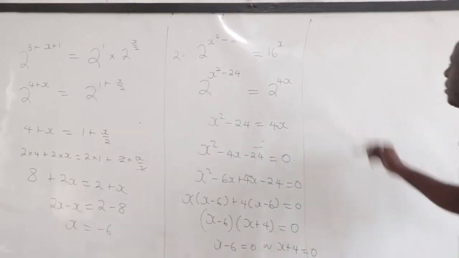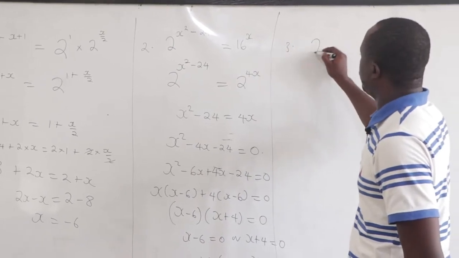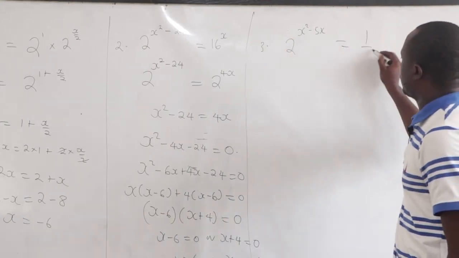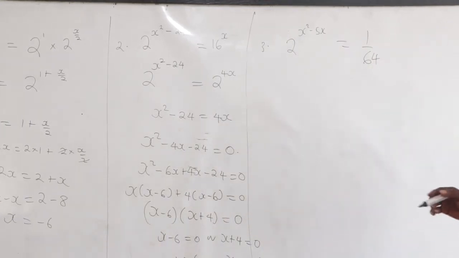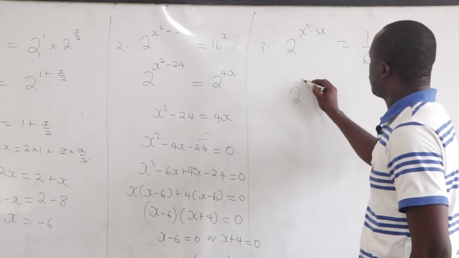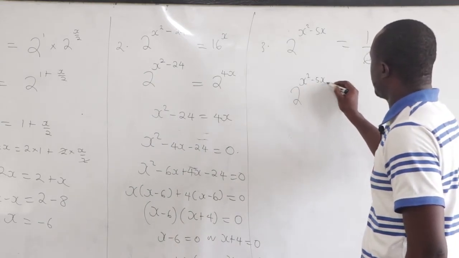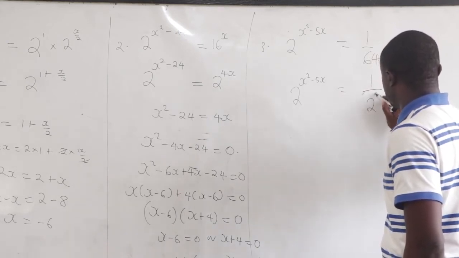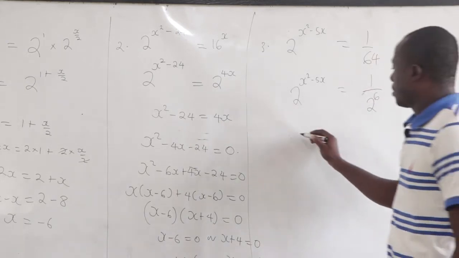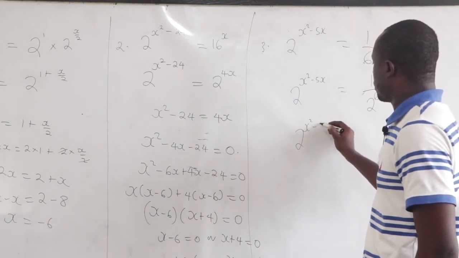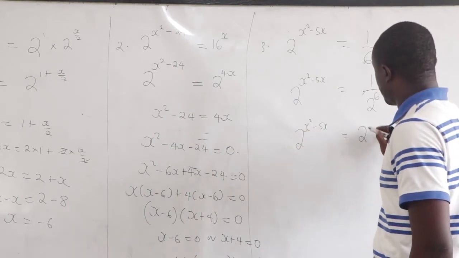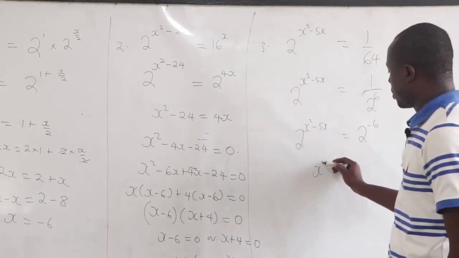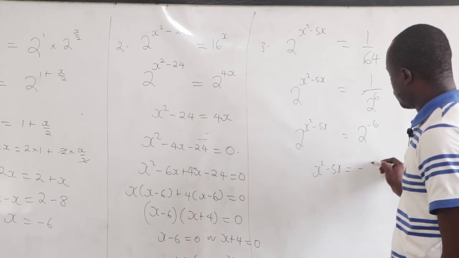Now let's see the third question as well. We have 2 to the power x squared minus 5x equal to 1 over 64. We have to make the bases the same. So you have 2 to the power x squared minus 5x equal to, this is the same as, 1 over 2 to the power 6. Now you have 2 to the power x squared minus 5x equal to 2 to the power negative 6. Bases are the same, we equate the exponents. We have x squared minus 5x equal to negative 6.